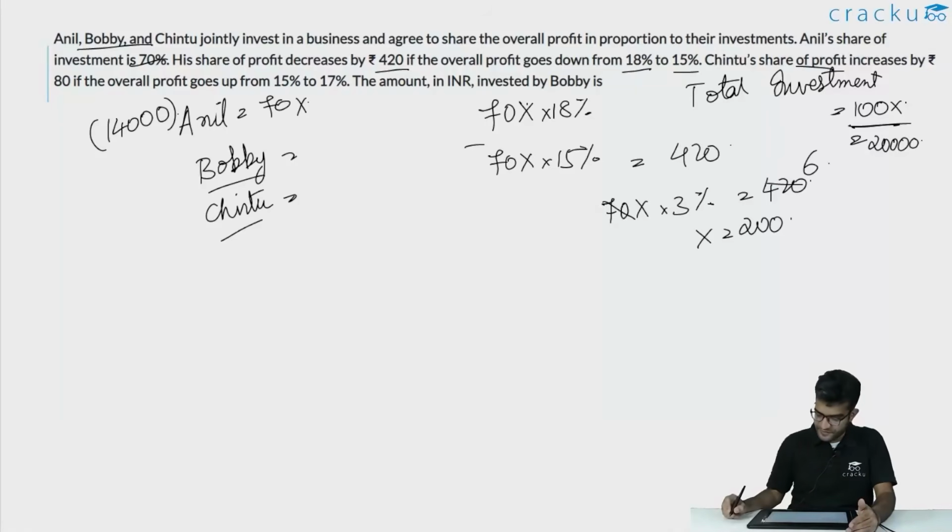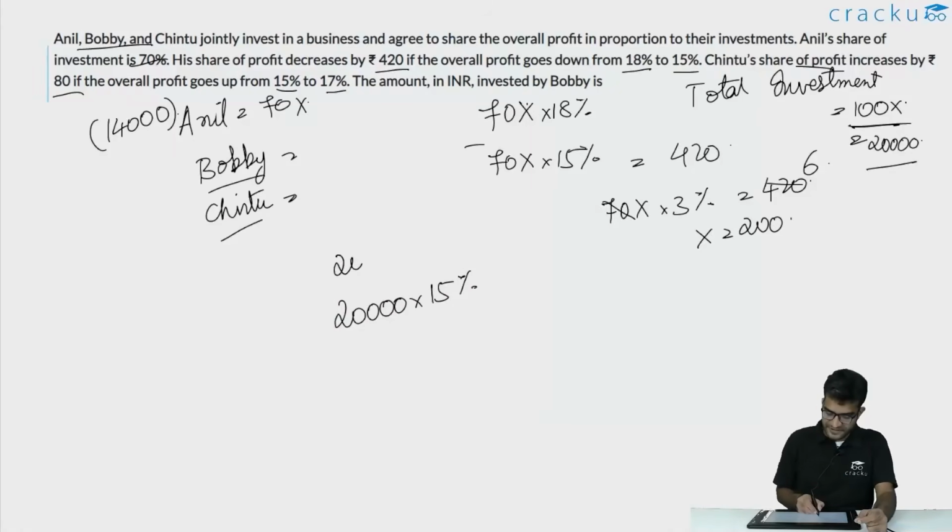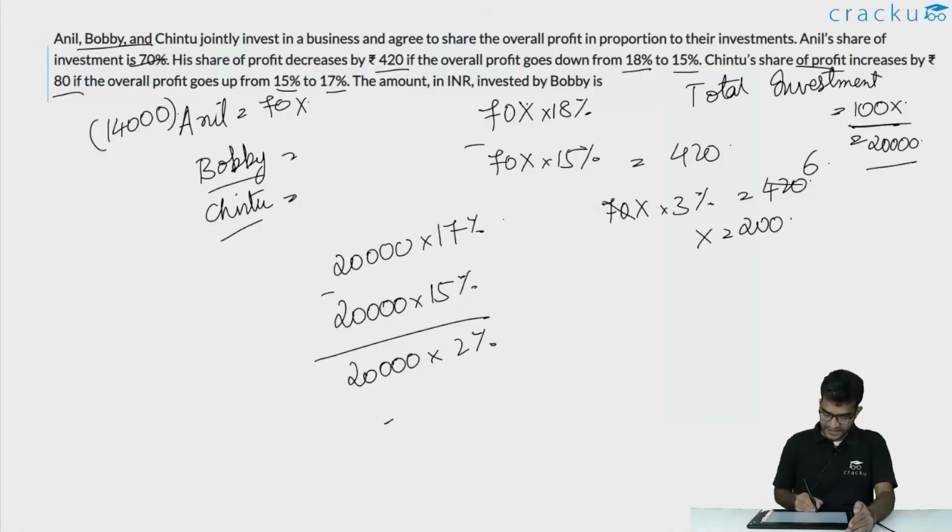Now Chintu's share of the profit increases by 80 if the overall profit goes up from 15% to 17%. Now if the overall profit is 15%, the profit would have been 20,000, which is the total investment, into 15%. Now if it becomes 17%, it would become 20,000 into 17%. So the overall profit would be 20,000 into 17% minus 20,000 into 15%. This is the increase in the overall profit. This would be 20,000 into 2%. 20,000 into 2% is equal to 400, sorry.